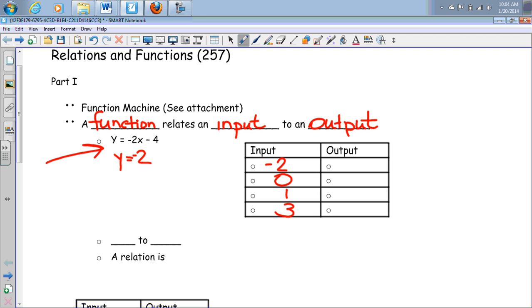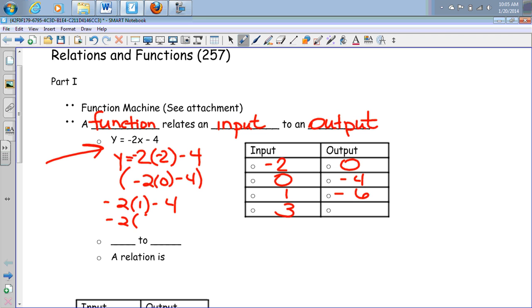So y equals negative 2 times negative 2 plus 4. Well, that's 4 plus 4, which is 8. And I'll do the same thing with 0: negative 2 times 0 plus 4, and that's 4. And then I'll do negative 2 times 1 plus 4, and that's 2. And then I'll do negative 2 times 3 plus 4, that's negative 6 plus 4, which is negative 2. So here is my input that gives me my output.